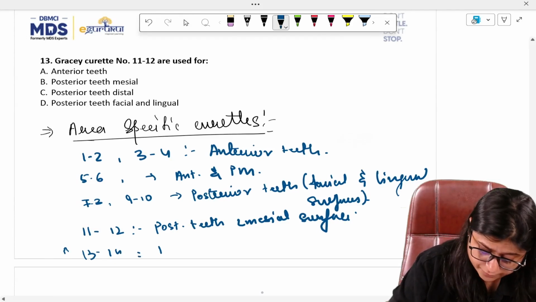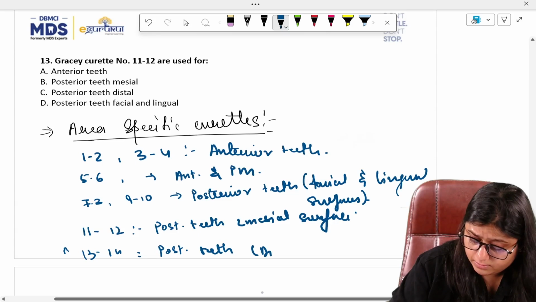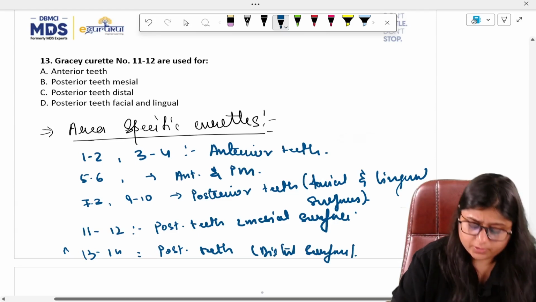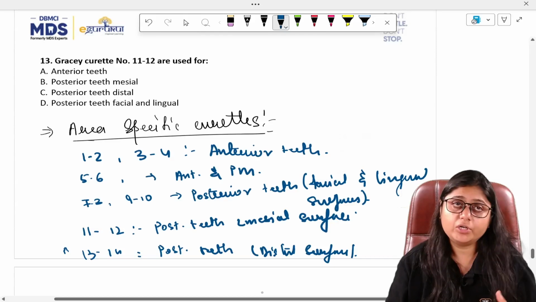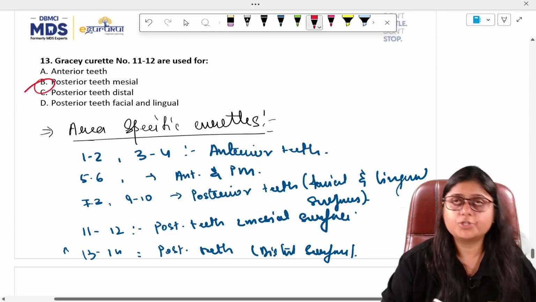13, 14 is used for posterior teeth distal surface. So here the answer to this question is 11, 12 is used for mesial surface of the posterior teeth. The answer to this question is option B.